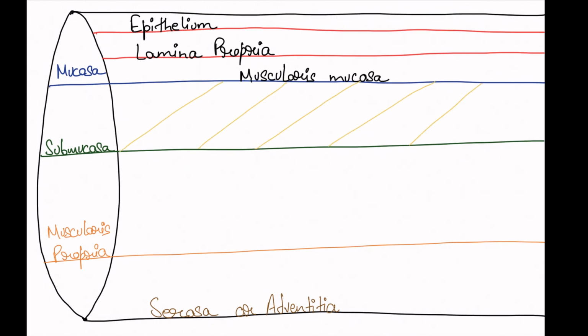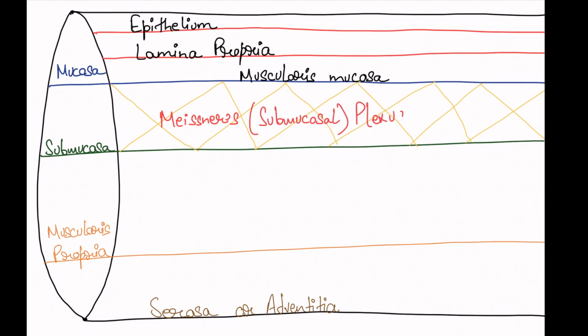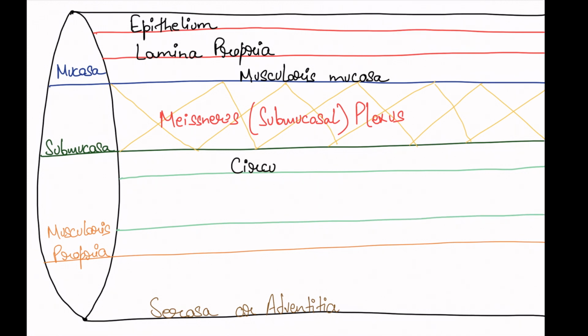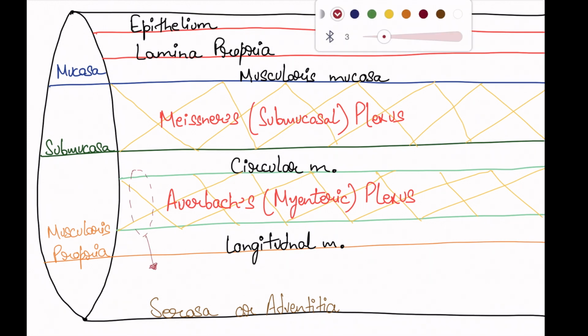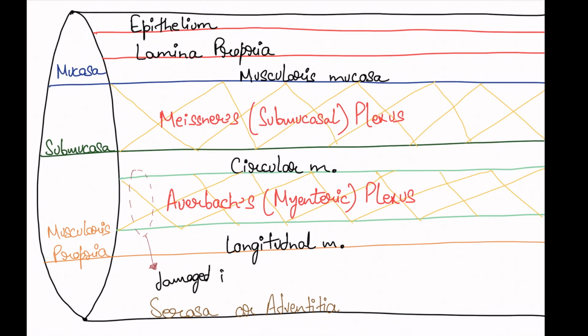The submucosal layer is rich in plexus. Now plexus is a collection of nerves, and the plexus that is present in submucosa is the Meissner's plexus. You can also call it the submucosal plexus. We have two muscle layers in muscularis propria. We have a circular muscle here, we have a longitudinal muscle, and in between them we have another plexus, and this plexus is called Auerbach's plexus. More commonly it's called the myenteric plexus, and it is this plexus which is damaged in achalasia. So because of damage to Auerbach's plexus, we have achalasia.